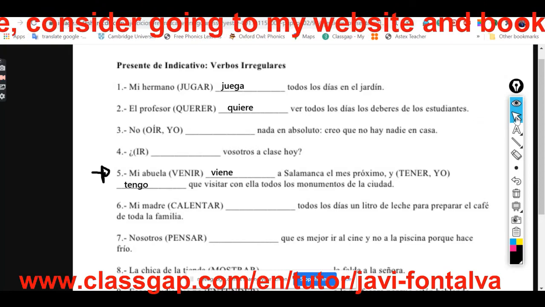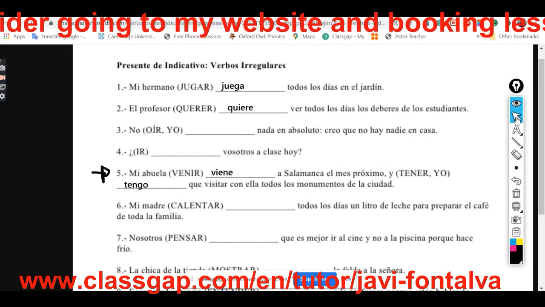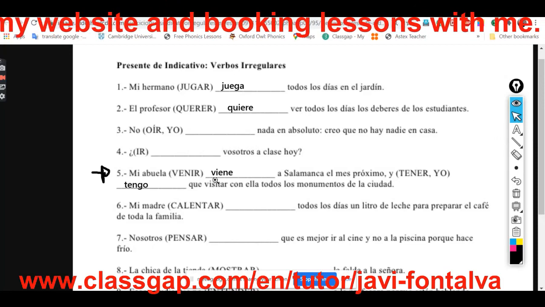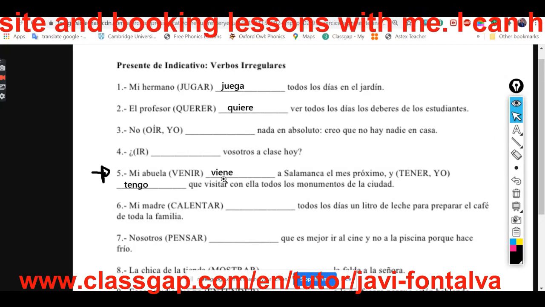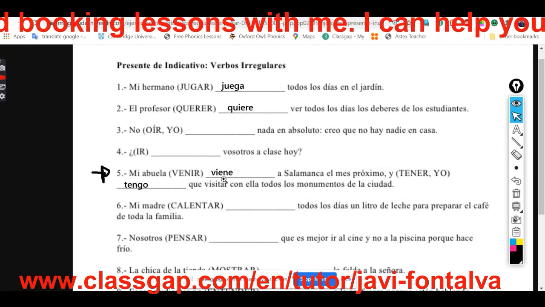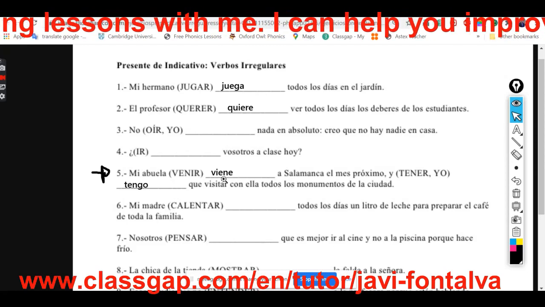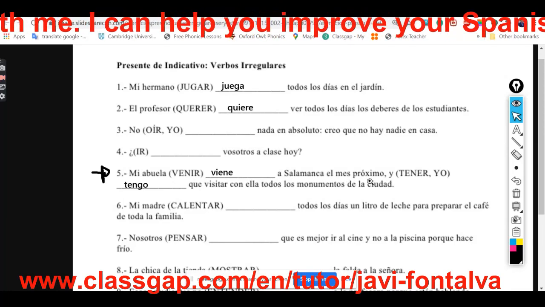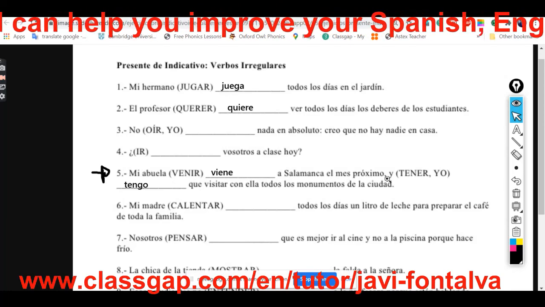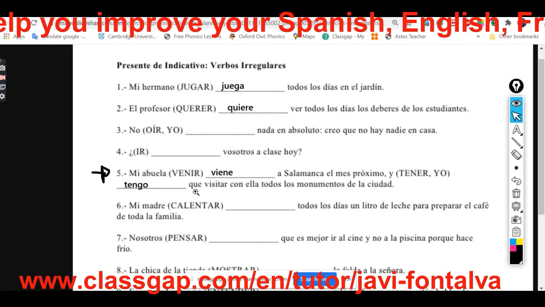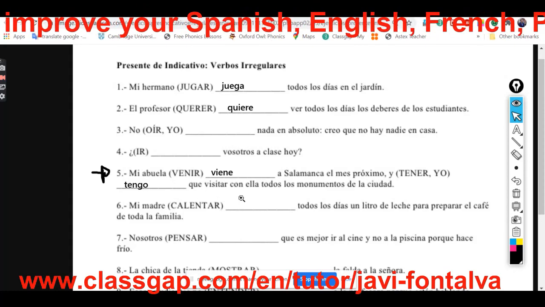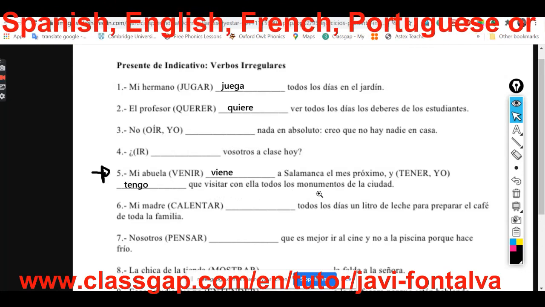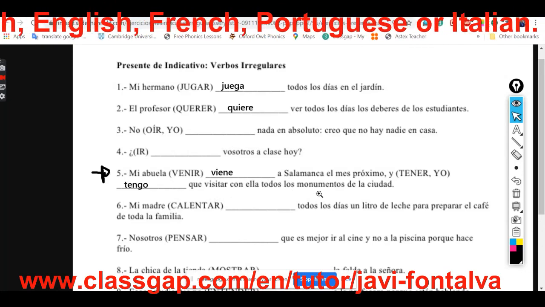Okay, what does this mean? My grandmother comes to Salamanca next month, and I have to visit with her all the monuments of the city. Not came, this is present. There you are. Perfect, John.